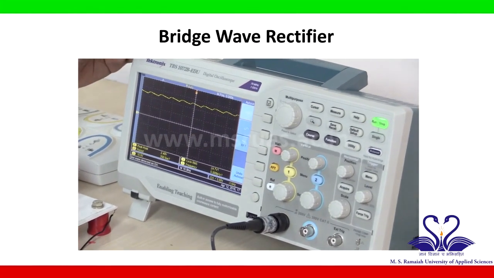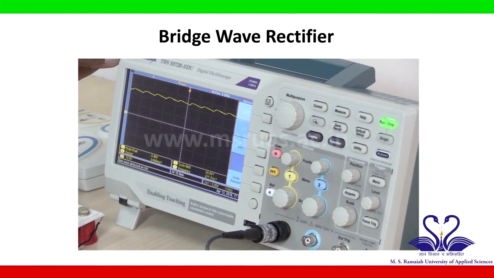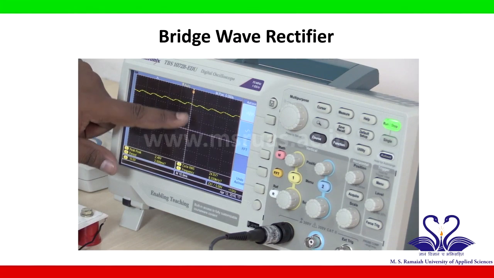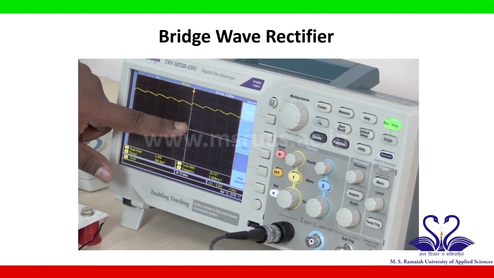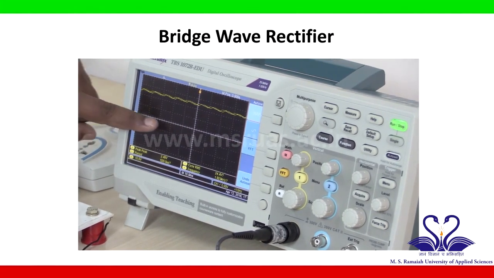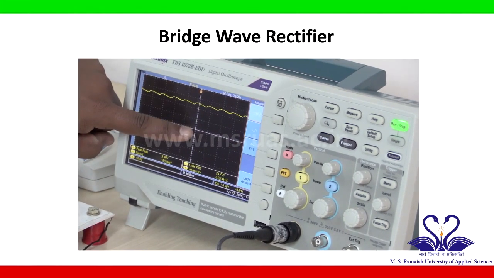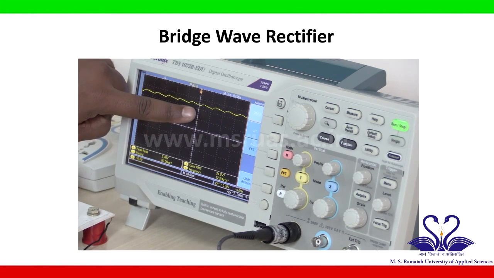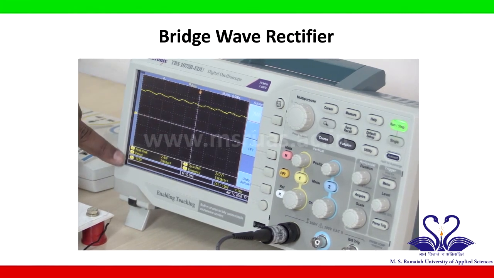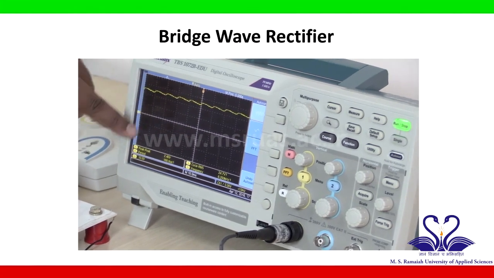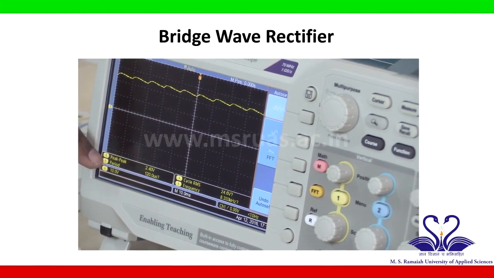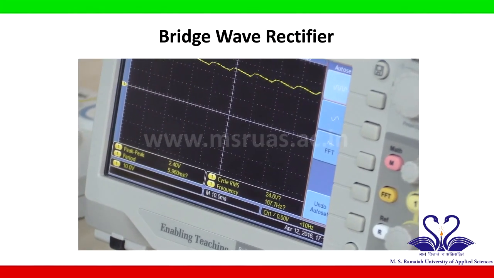Now we can see the output waveform of a bridge wave rectifier with capacitor filter. So let us measure the output voltage of the bridge wave rectifier with capacitor filter. If you see here, from the 0th line it is covering 1 block, 2 blocks and 3 small divisions. So 2.6, each block having a value of 10 volt. Again 2.6 into 10 is 26 volt. Let us tabulate this voltage value in the given tabular column.